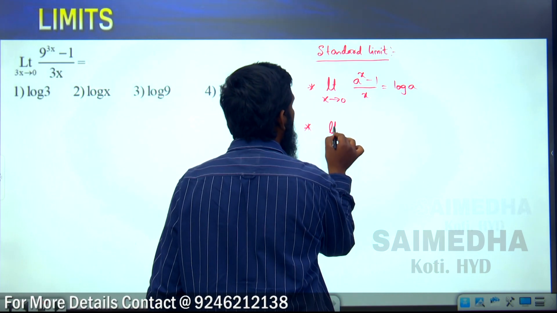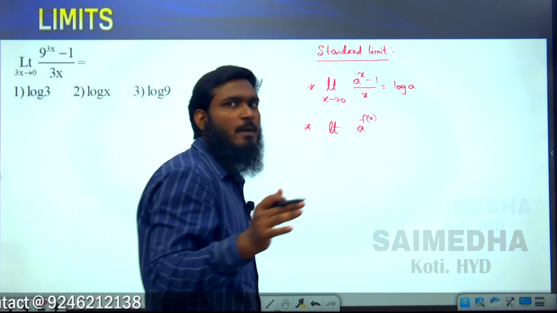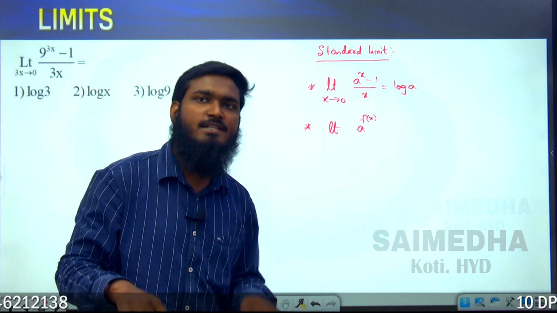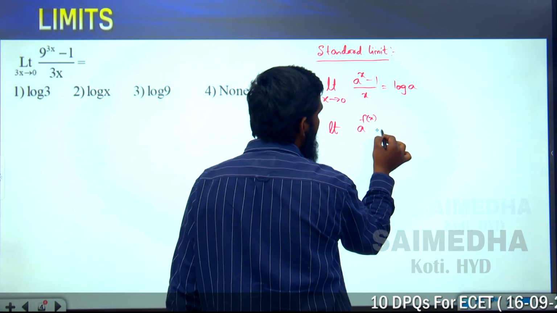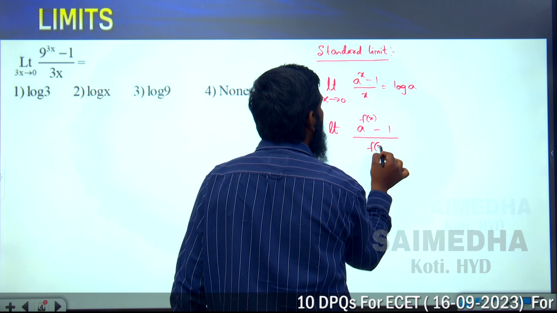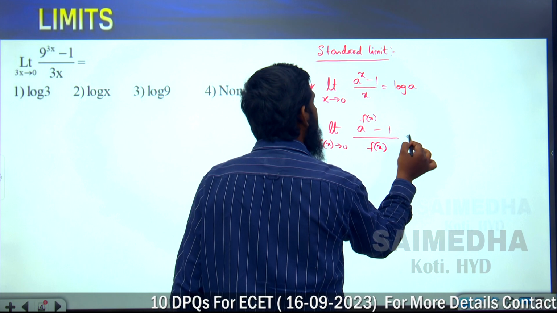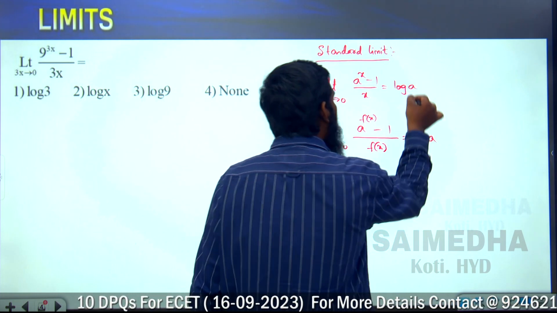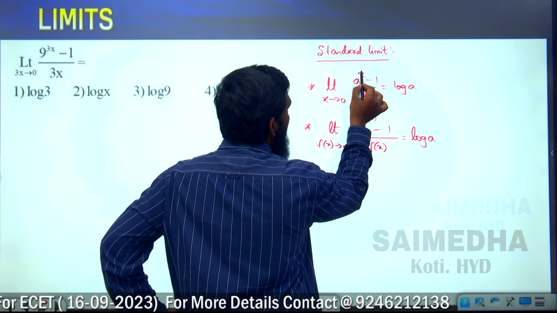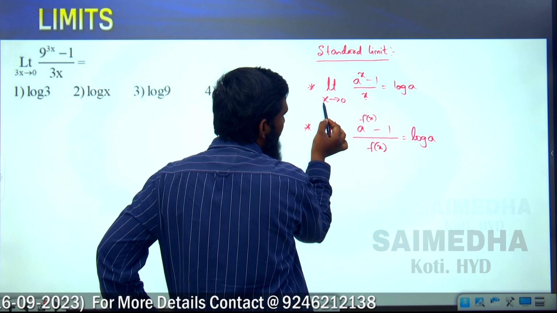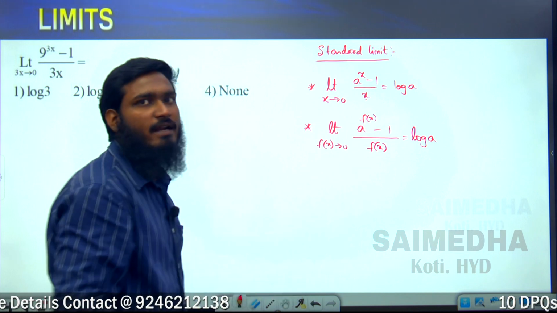Similarly, listen carefully, in the place of x, if you have some other function, whatever it may be, 3x, 5x, x square, x cube, sin x, tan x, log x, then (a^f(x) - 1) divided by f(x), where f(x) tends to 0, is also equal to log a. The answer is the same. How do we write the same answer? The x part in the numerator and the x part in the denominator are the same. Similarly, f(x) and f(x) are the same, so we can write the same answer.